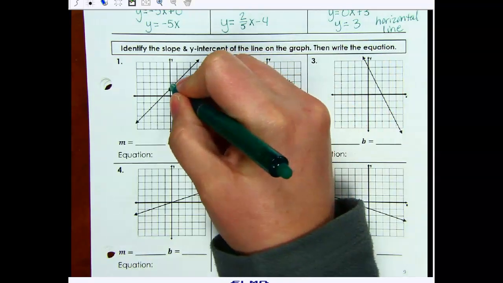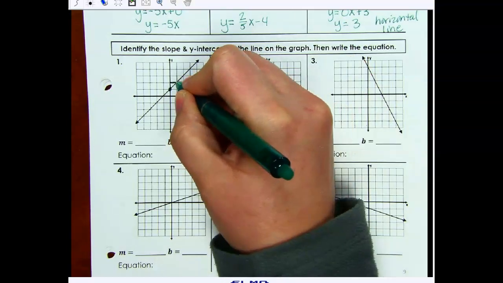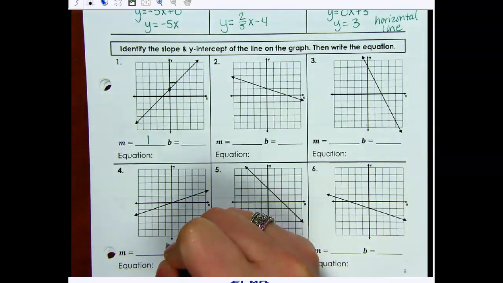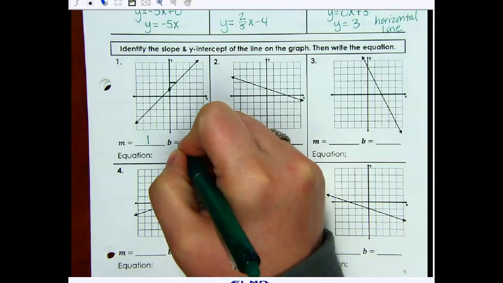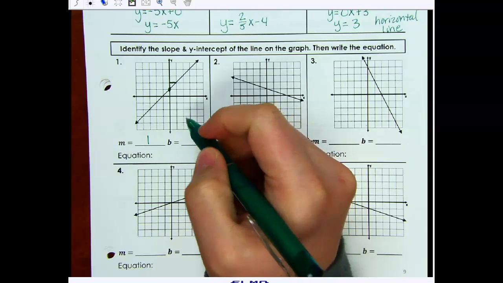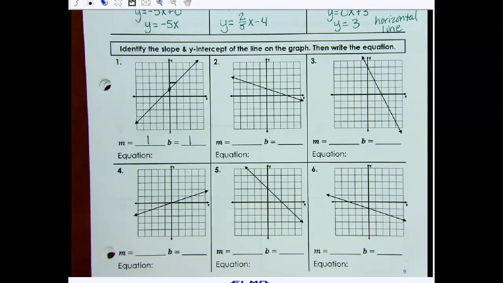And then this one is just rising 1 and running 1. So you're going to rise 1 and run 1, and 1 over 1 is 1. So the slope of that line is 1. The y-intercept is b, is this point where it crosses the y-axis. So it crosses the y-axis also at 1.